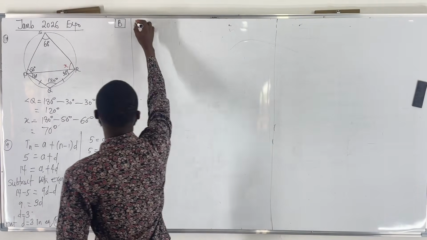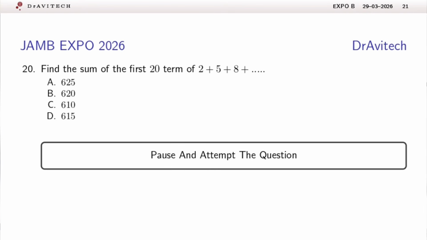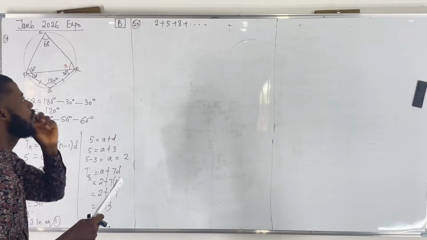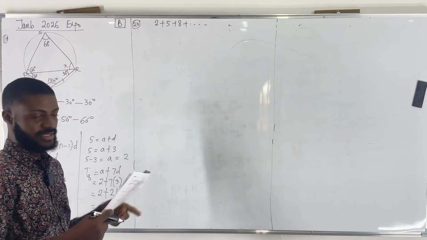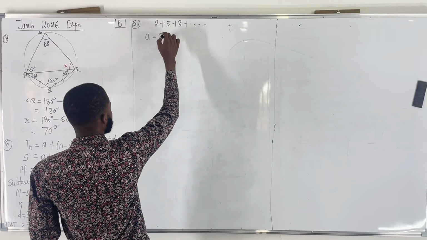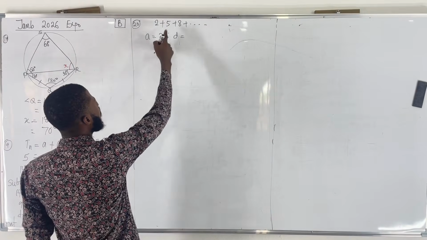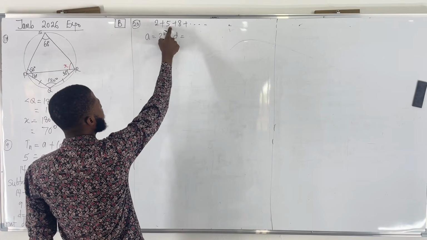Alright, the next one, question 20. You have to find the sum of the first 20 terms of the sequence. Sorry, that's a series: 2 plus 5 plus 8 and just like that. Okay, so we're asked to find the sum of this. So first of all, what would be our a? What would be our first term? That's 2. If you look at this, this has to be an AP, because whenever you add 3 to this one, you get the next one.